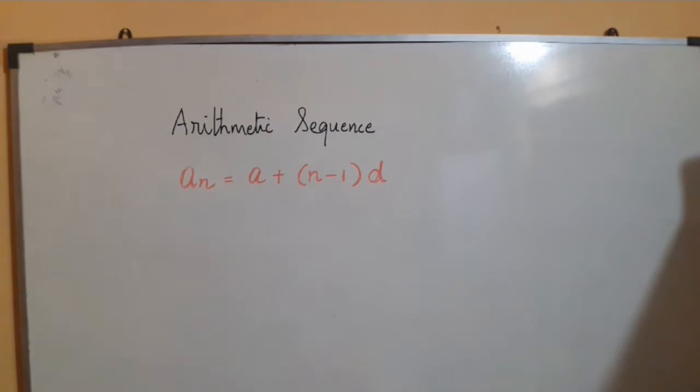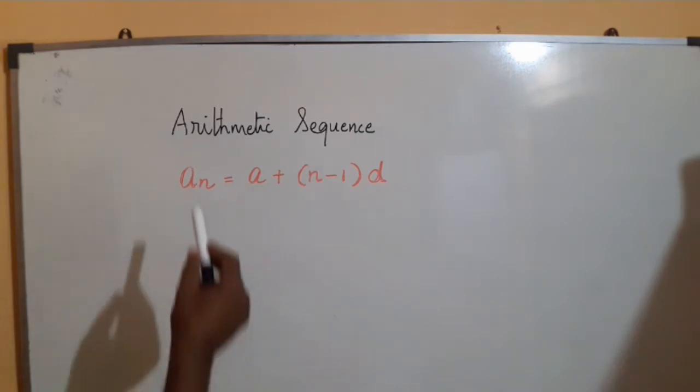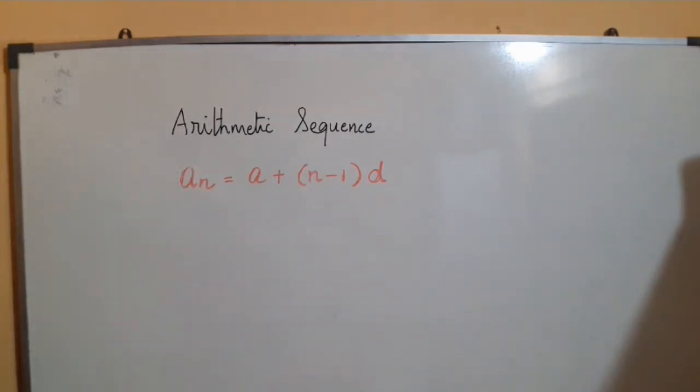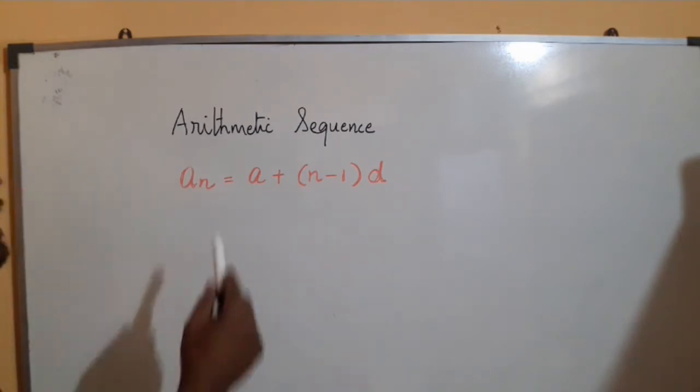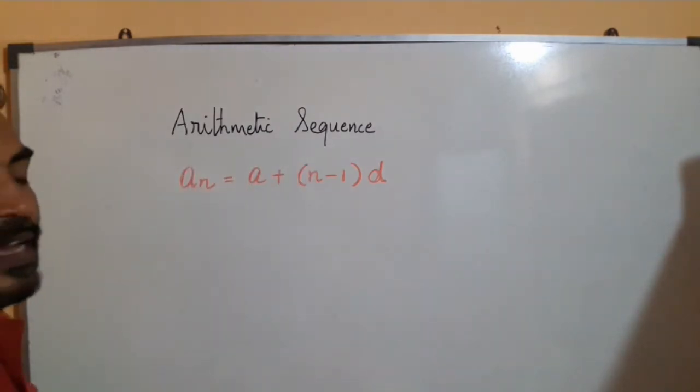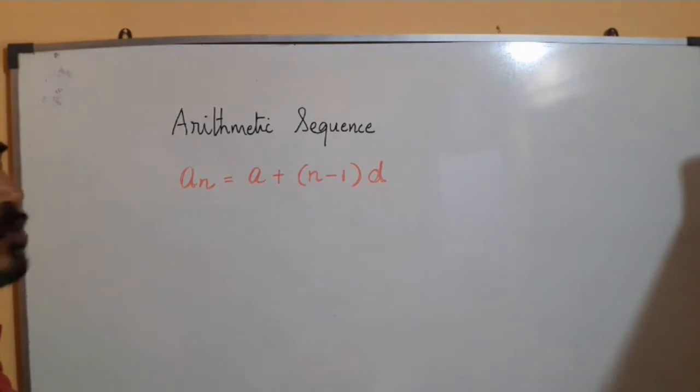Good morning friends, let us recall what we did before. We learned what sequences are. We found out that sequences have a general term. We learned what an arithmetic sequence is. Yes, what is an arithmetic sequence? An arithmetic sequence is a sequence in which the common difference remains constant.